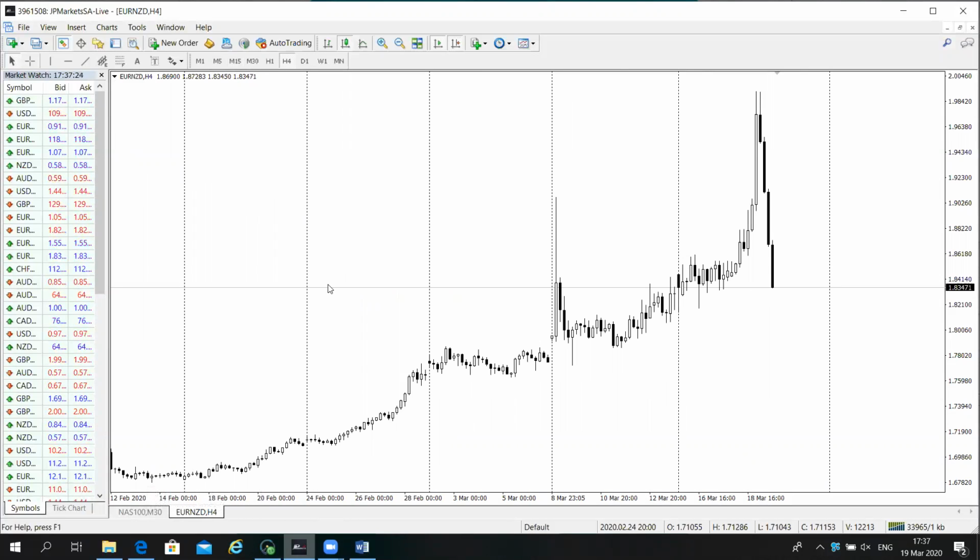So basically, I gave out a signal today that my people should sell Euro NZD. My take profit was, let me check, 1.84059. It basically took profit because it's now 1.83 something.